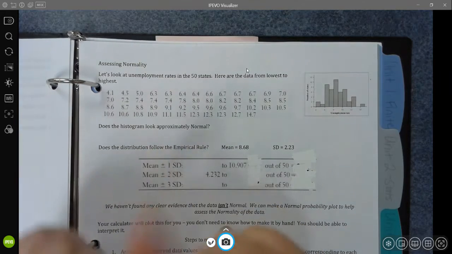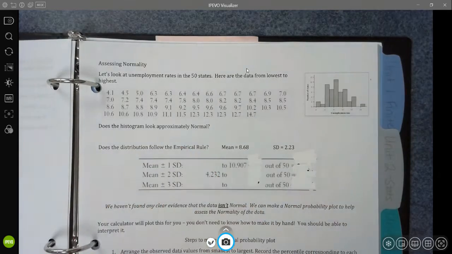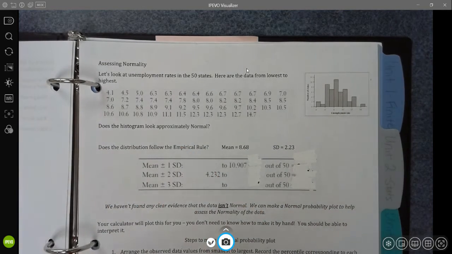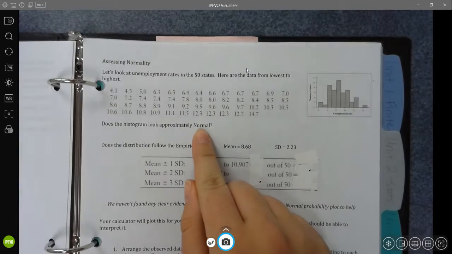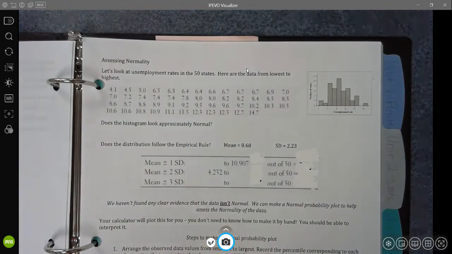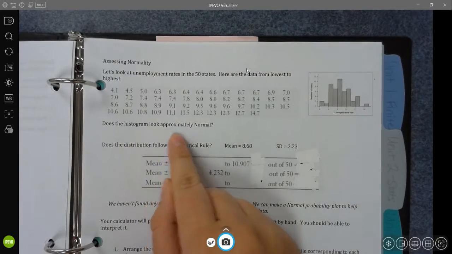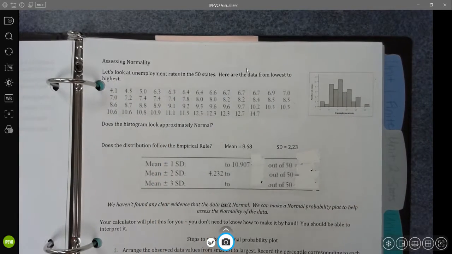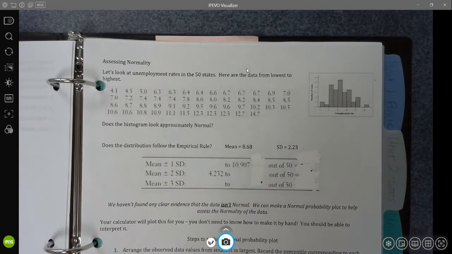Okay, so you're likely never going to say something is truly normal unless you are told specifically in the problem that it is normal. But you have the right to say that something is approximately normal. And I'll give you some tools today just to help you decide if something looks approximately normal.